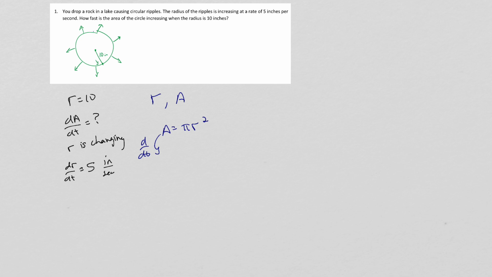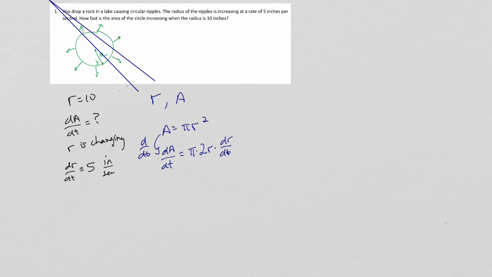And actually, before I do that, you may say, wait, I thought the radius was 10. Why don't we plug that in? We need to derive the equation that relates the two before plugging anything in. So we do our derivative here. The left side is just the derivative of A with respect to time. The right side is going to be pi times power rule, which is 2r, times the derivative of r with respect to time. So dr/dt.